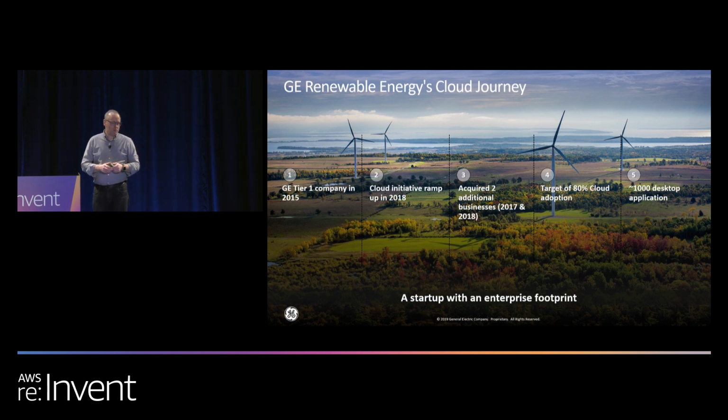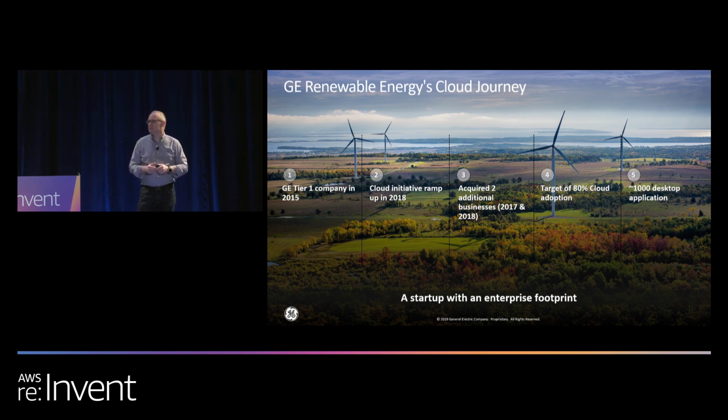So our cloud journey, as I mentioned, started in 2015. Now, GE Renewable Energy is an enterprise-sized company, but being created in 2015, we still have this sort of mentality of being a startup. We still want to be agile. We still want to be conscious of costs. And AWS is helping us to do that with all the different services it has.